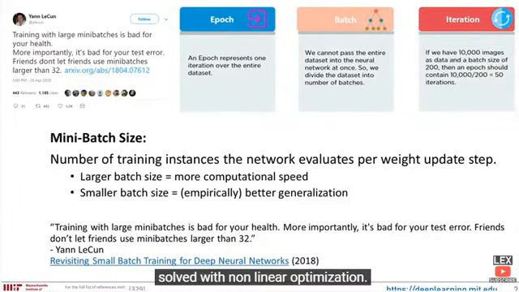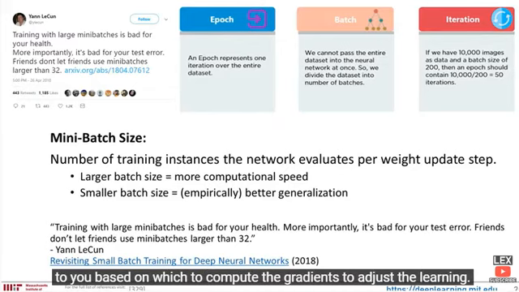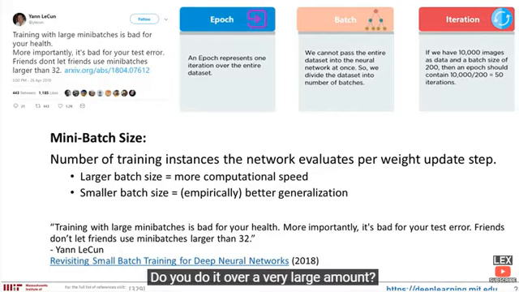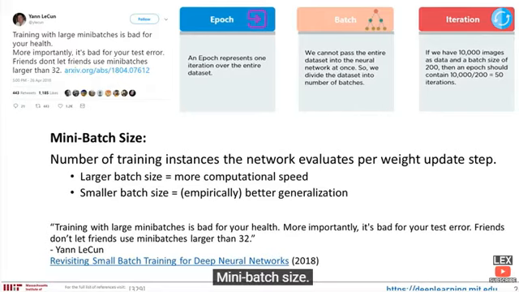Mini batch size, what is the right size of a batch? Or really it's called mini batch when it's not the entire data set, based on which to compute the gradients to adjust the learning. Do you do it over a very large amount, or do you do it with stochastic gradient descent for every single sample of the data?